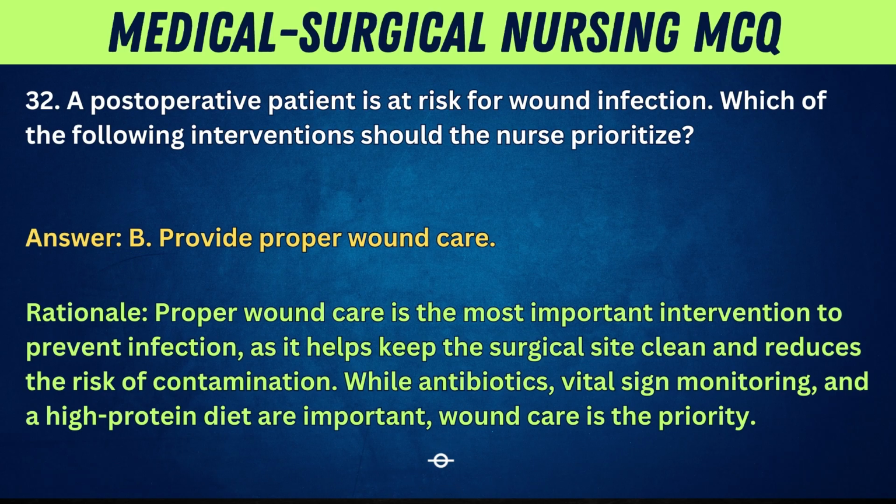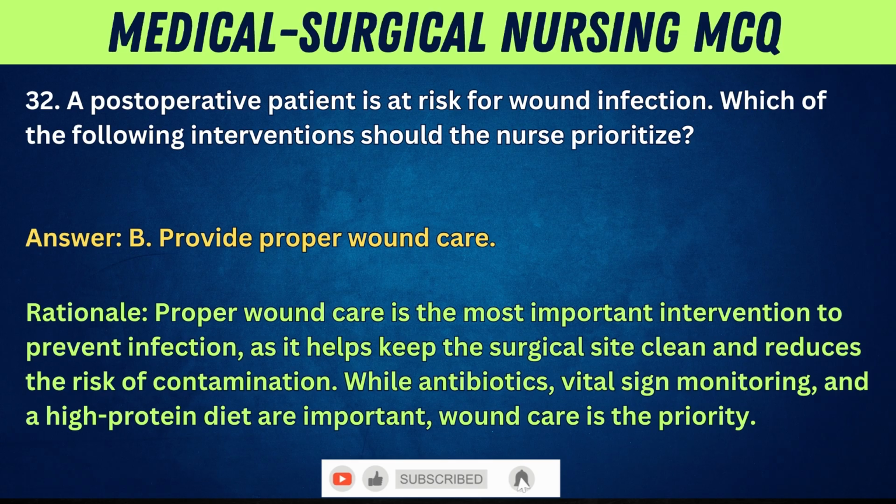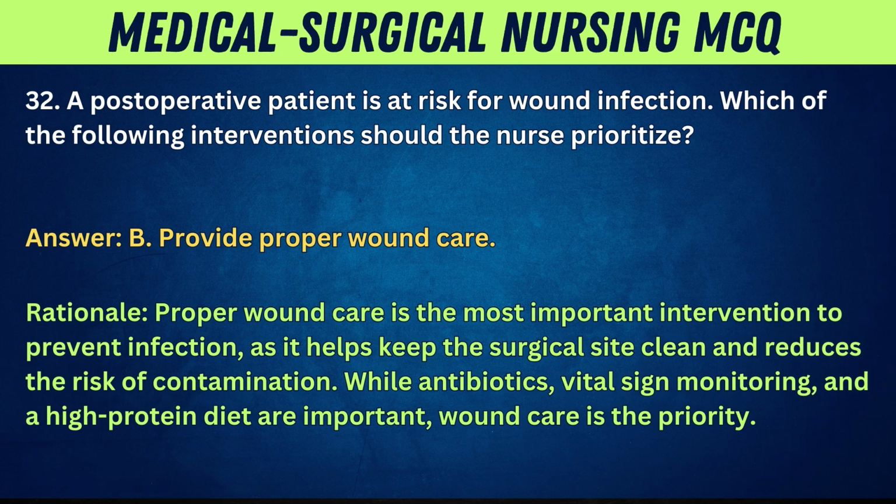Answer: B. Provide proper wound care. Rationale: proper wound care is the most important intervention to prevent infection, as it helps keep the surgical site clean and reduces the risk of contamination. While antibiotics, vital sign monitoring, and a high-protein diet are important, wound care is the priority.